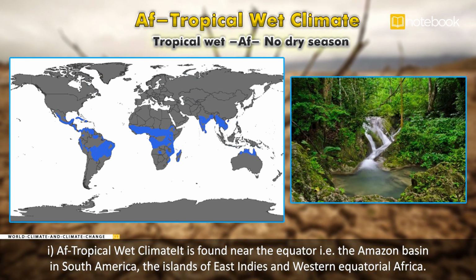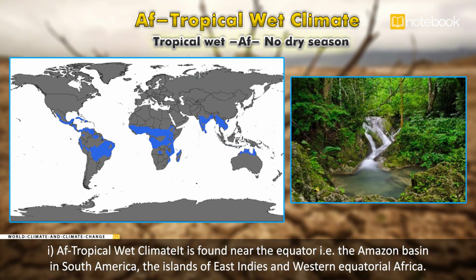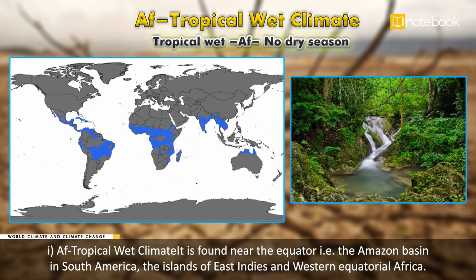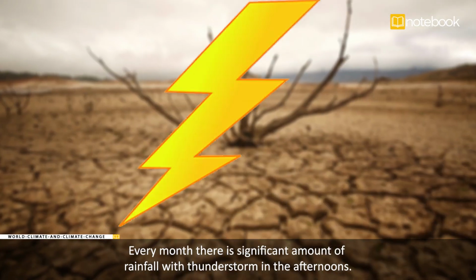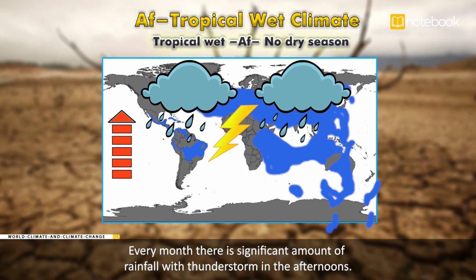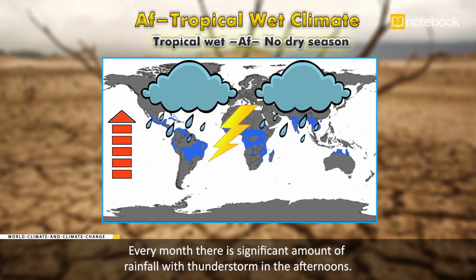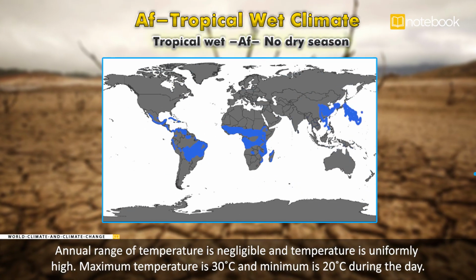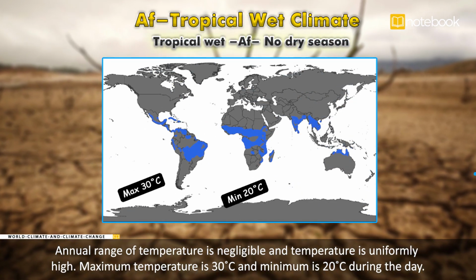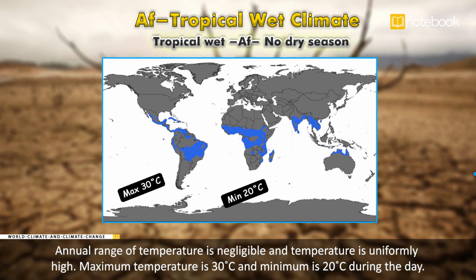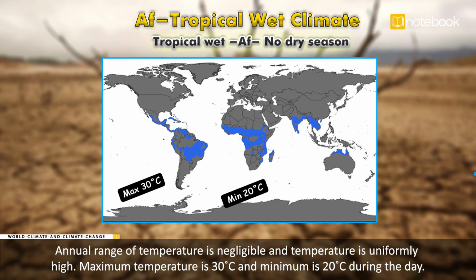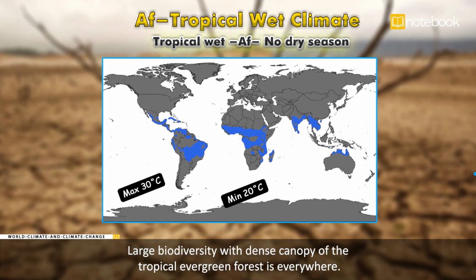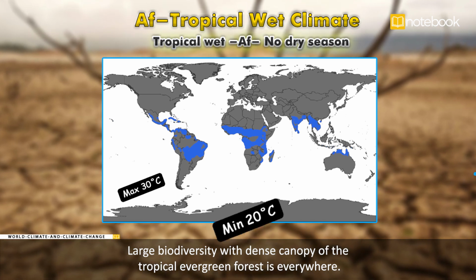It is found near the equator, that is, the Amazon basin in South America, the islands of the East Indies, and Western Equatorial Africa. Every month, there is a significant amount of rainfall, with thunderstorms in the afternoons. Annual range of temperature is negligible, and temperature is uniformly high. Maximum temperature is 30 degrees Celsius, and minimum is 20 degrees Celsius during the day. Large biodiversity with a dense canopy of tropical evergreen forest is everywhere.